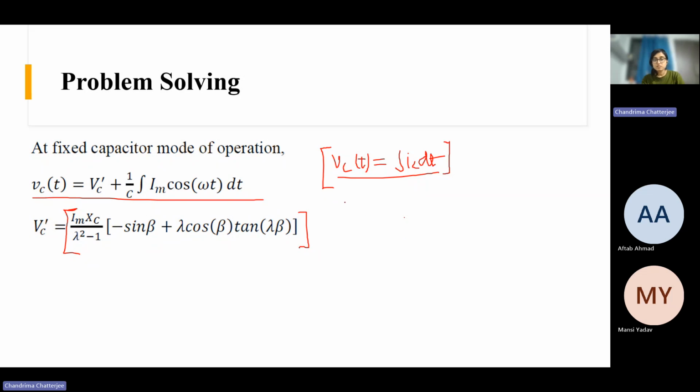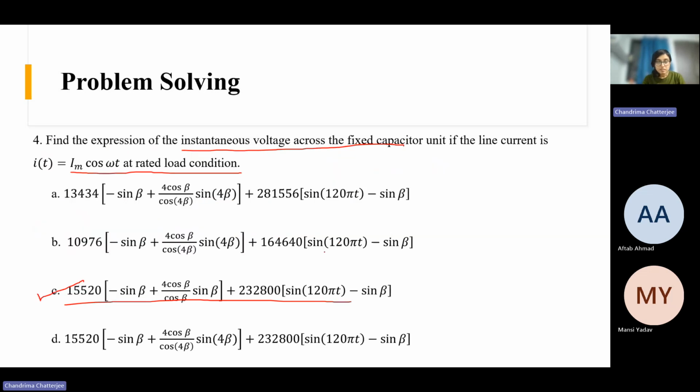Okay, so let's start the discussion again. Actually, I pointed the wrong option. This is not the correct option. Option D is the correct option. Okay, option D is the correct option.